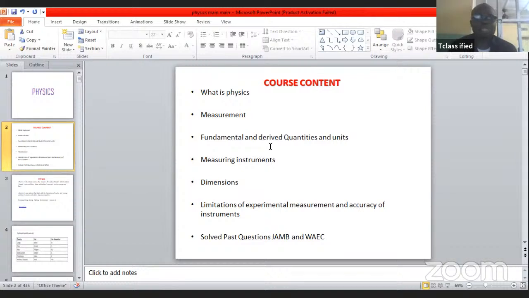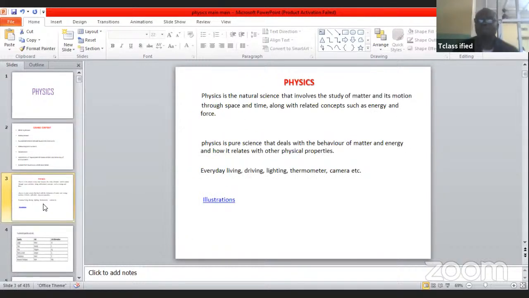Immediately after that, we'll check out measurements, we'll look at fundamental and derived quantities and units, we'll look at measuring instruments, our vernier calipers, our micrometer screw gauge, and the rest. Then we'll look at dimensions, then limitations and experimental measurements and accuracy. Then we'll solve past questions. So let's move immediately. We're going to be moving fast. When we get to past questions, we can look at everything comprehensively.